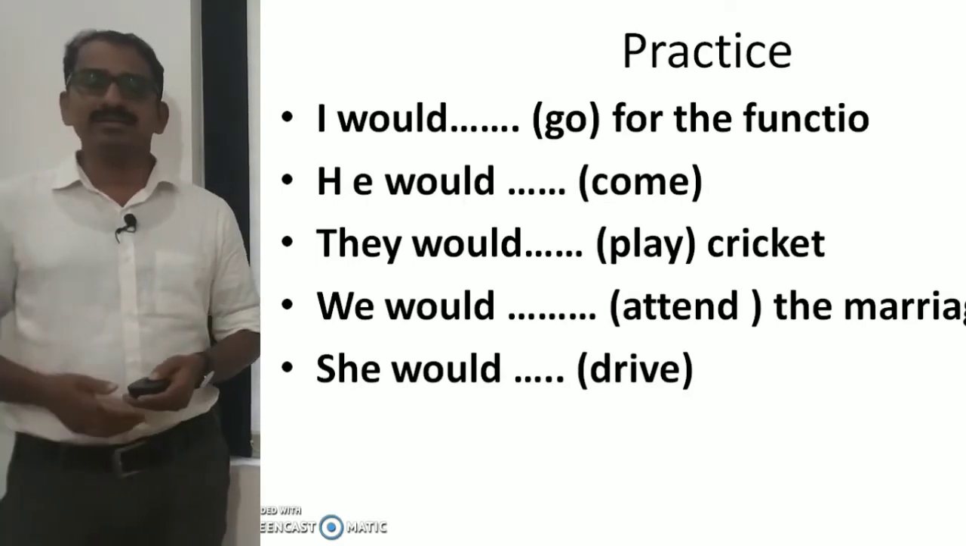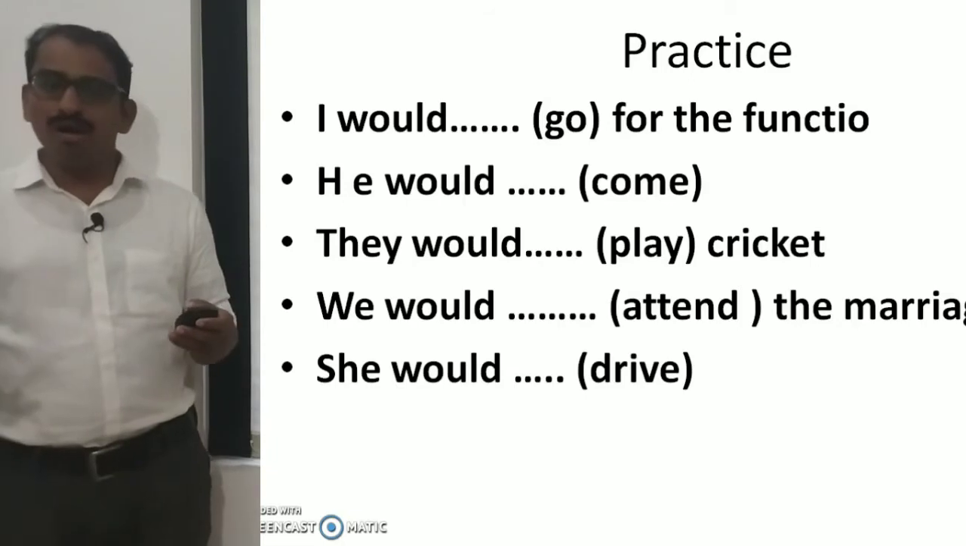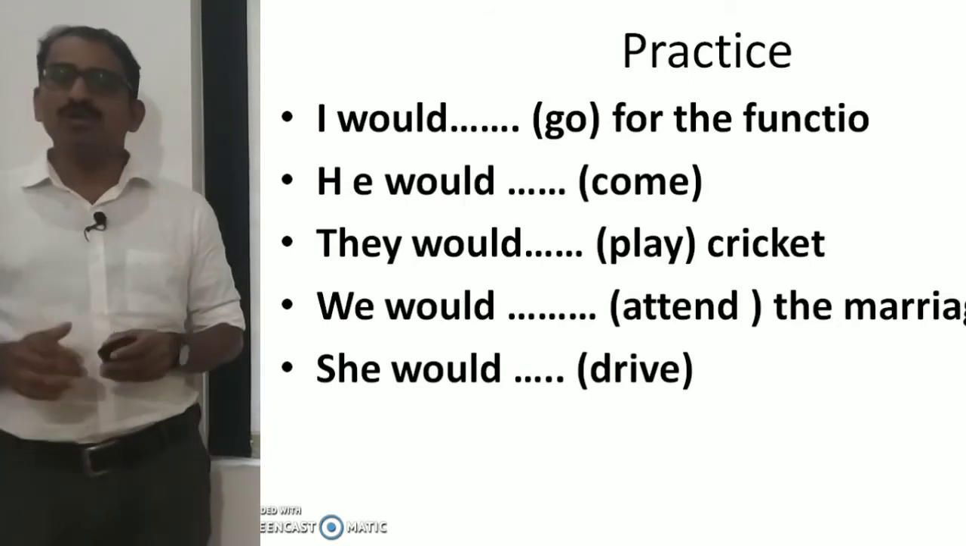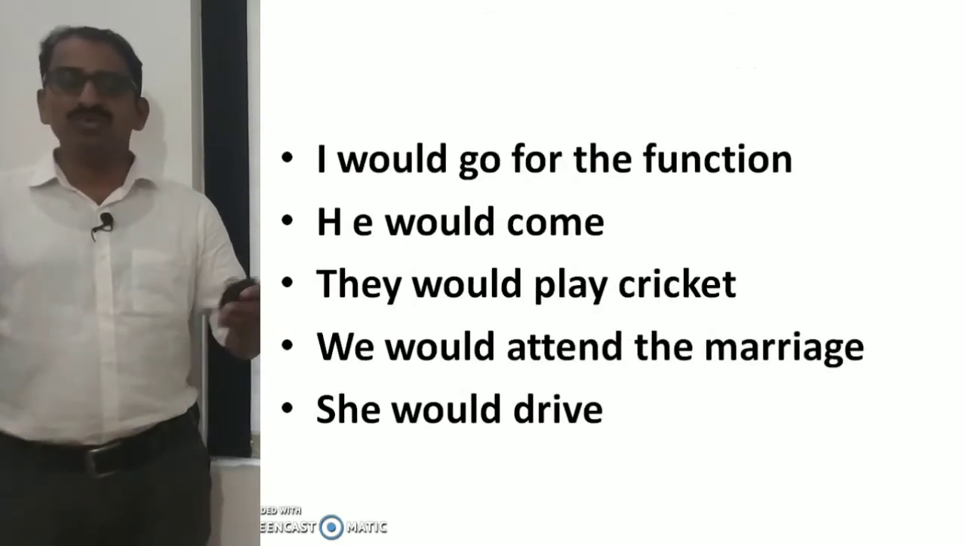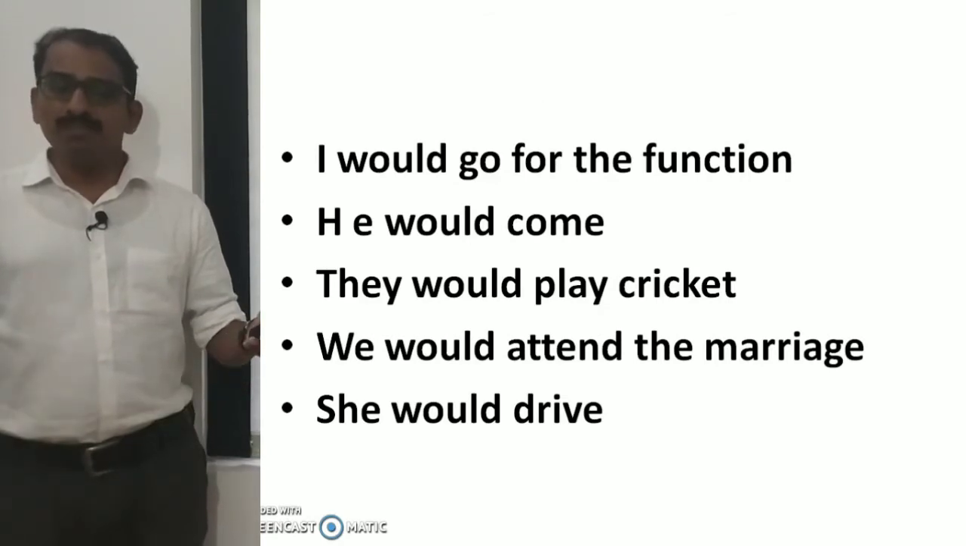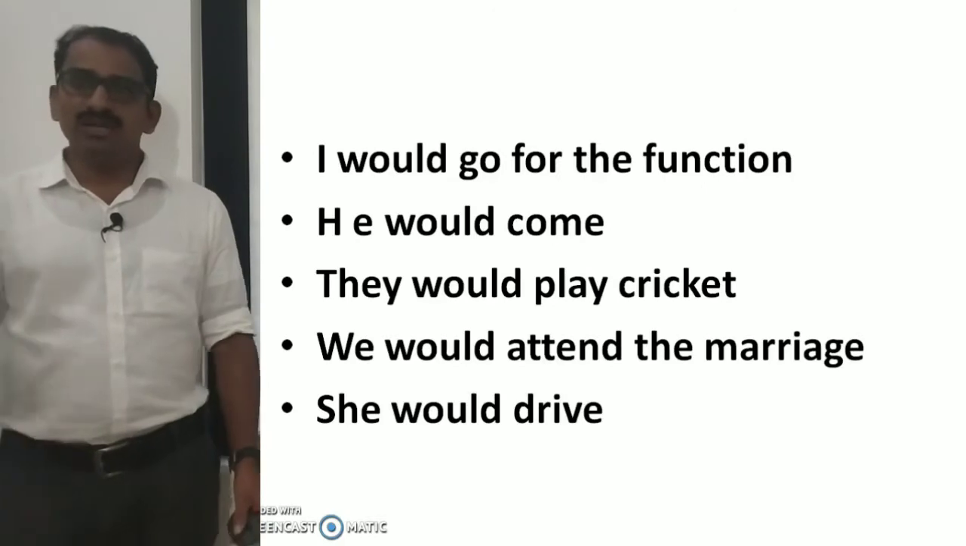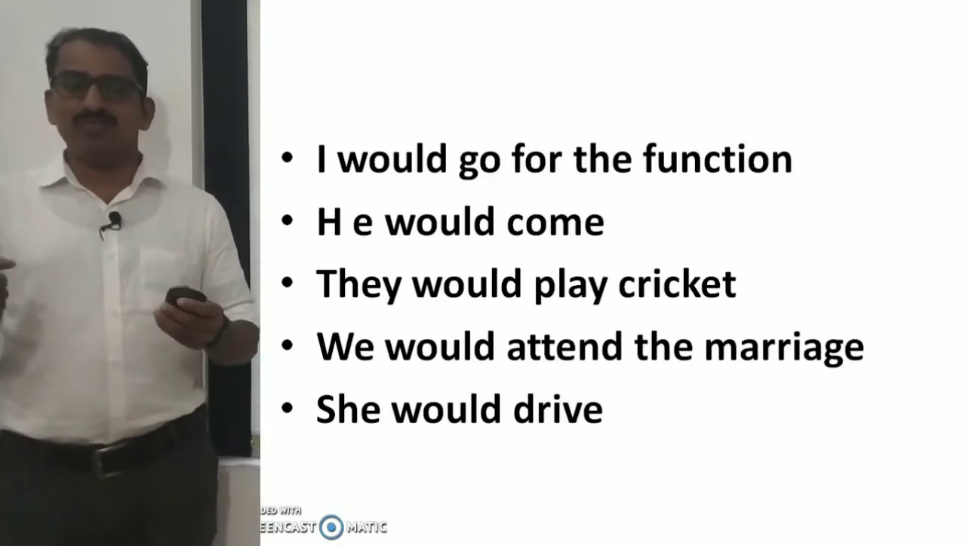How will be the answer? Surely we have to use go. That means we have to use the V1 form of the verb. Surely I would go for the function. He would come. They would play cricket. He would attend the marriage. She would drive.